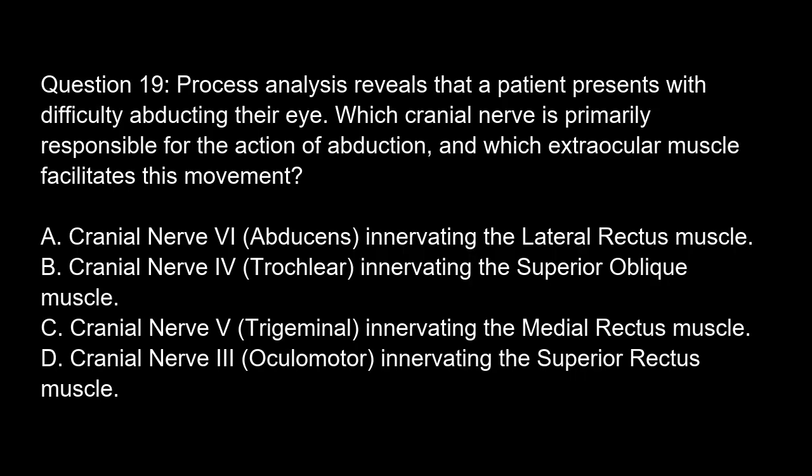Question 19. A patient presents with difficulty abducting their eye. Which cranial nerve is primarily responsible for the action of abduction and which extraocular muscle facilitates this movement? Option A. Cranial nerve VI, abducens, innervating the lateral rectus muscle. Option B. Cranial nerve IV, trochlear, innervating the superior oblique muscle. Option C. Cranial nerve V, trigeminal, innervating the medial rectus muscle. Option D. Cranial nerve III, oculomotor, innervating the superior rectus muscle.